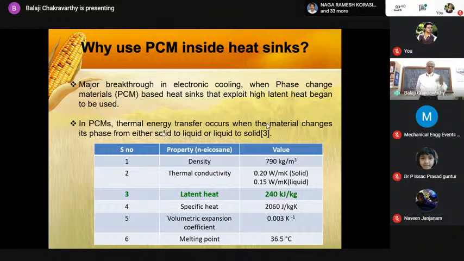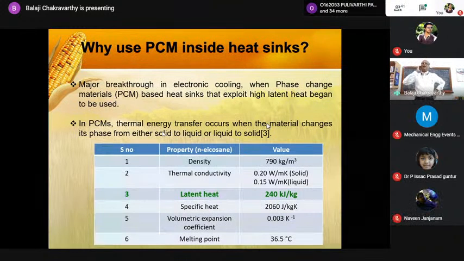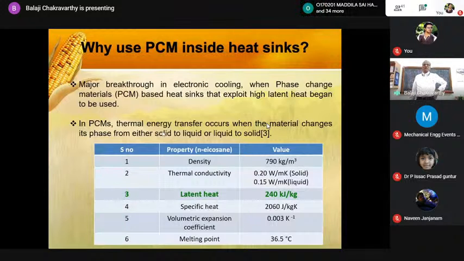Density, thermal conductivity, all that is okay. Let's look at point number 3. Latent heat, 240 kilojoule per kg, very, very high. But there is no free lunch in this world. Look at column 2, thermal conductivity, very bad, 0.2 for the solid, 0.15 for the liquid. So automatically you see that when God gives you one thing, He will take away some other thing. It's a zero-sum game.